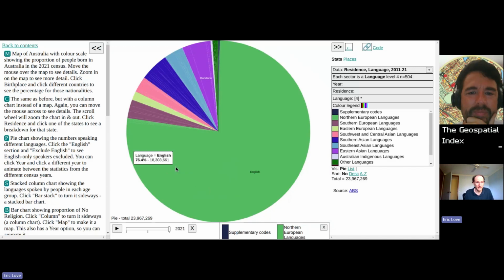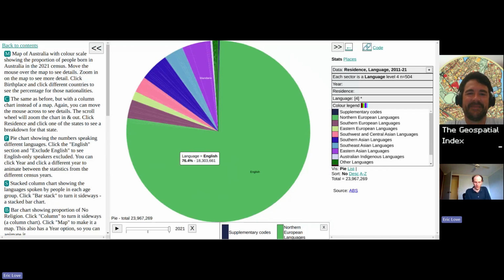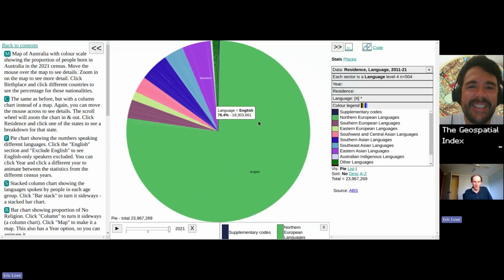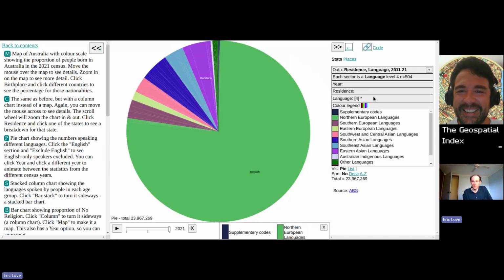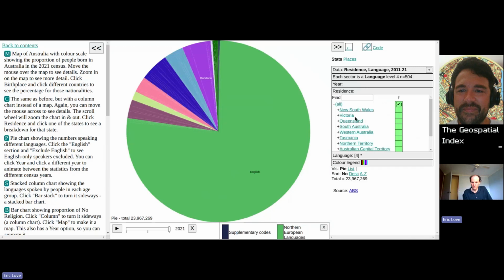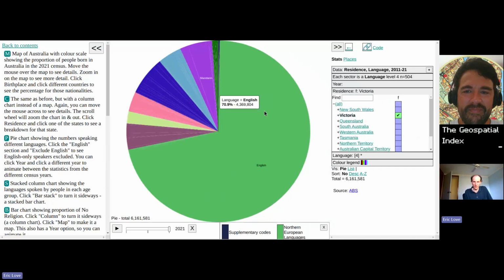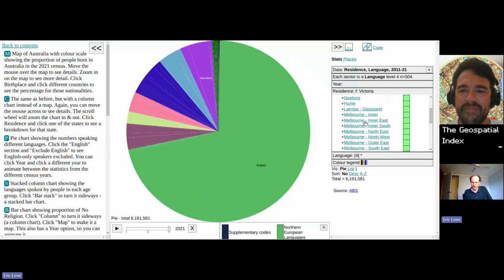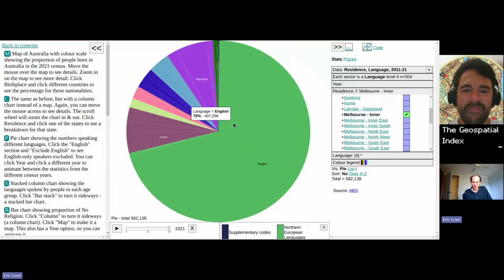So this is the language spoken at home. So it is 3/4 English, and that's for the whole of Australia. And you can move the rest around, see what the different other languages are. Mandarin is high, Vietnamese is more than 1%, Arabic is 1.5%, but it's mostly just speaking English. Okay, so I got that wrong, but at least there's a significant proportion that depends where you are. So if we change residents to, say we're in Victoria, there's a bit more, and if we're in say Melbourne inner, then it's not that much different. But that will vary depending where you are.